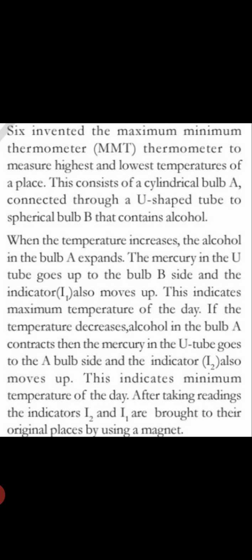If the temperature decreases, the alcohol in the bulb A contracts. Then the mercury in the U tube goes to the bulb A side, and the indicator I2 also moves up. This indicates the minimum temperature of the day. After taking readings, the indicators I2 and I1 are brought to their original places by using a magnet.